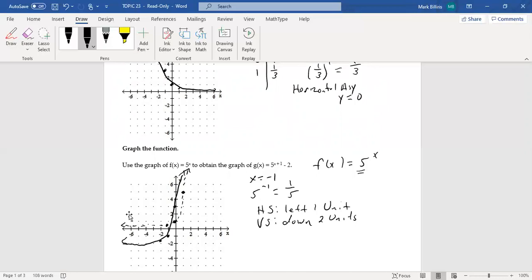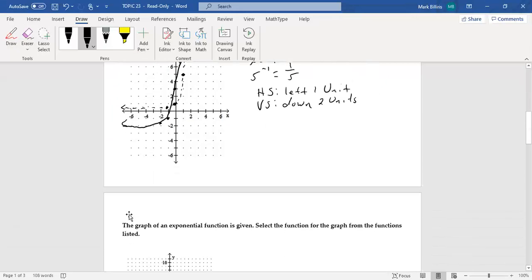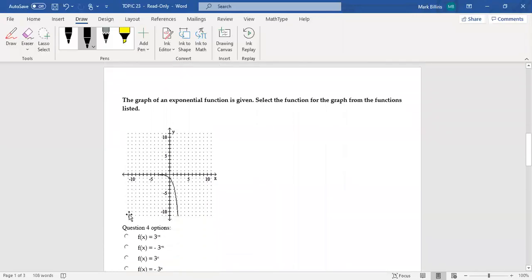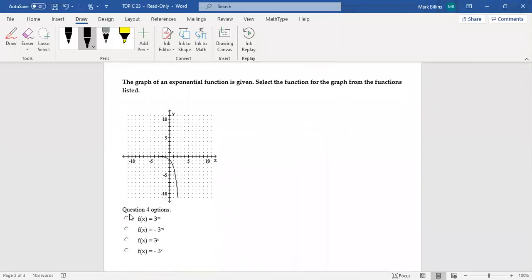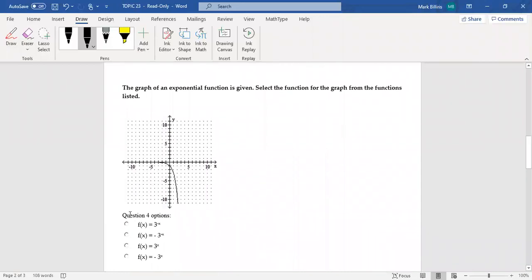So remember, our rules for transformations work for a variety of different functions. Let's look at our next graph. So it's giving us the graph and asking us to identify the function. So let's look at each part. And so I'm going to look at each answer choice so that it'll be easier for you to select the correct answer. Okay, first of all, you notice that all of our answers have a base of 3.